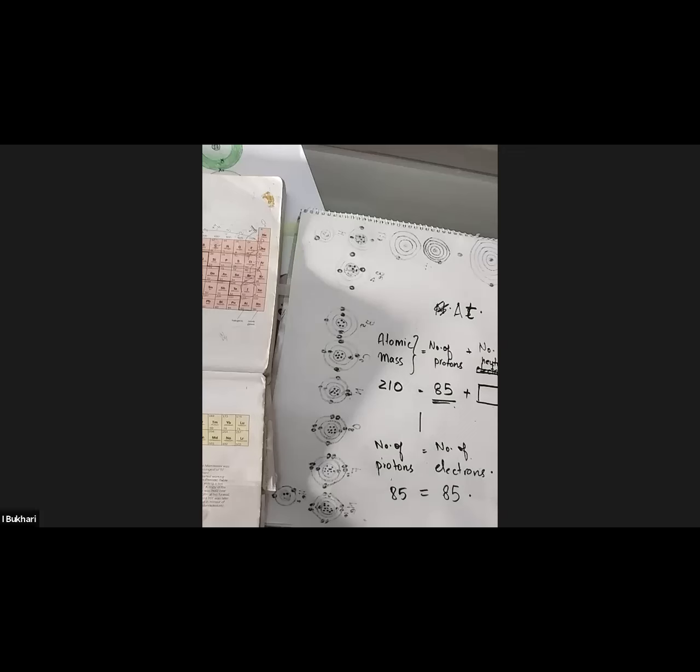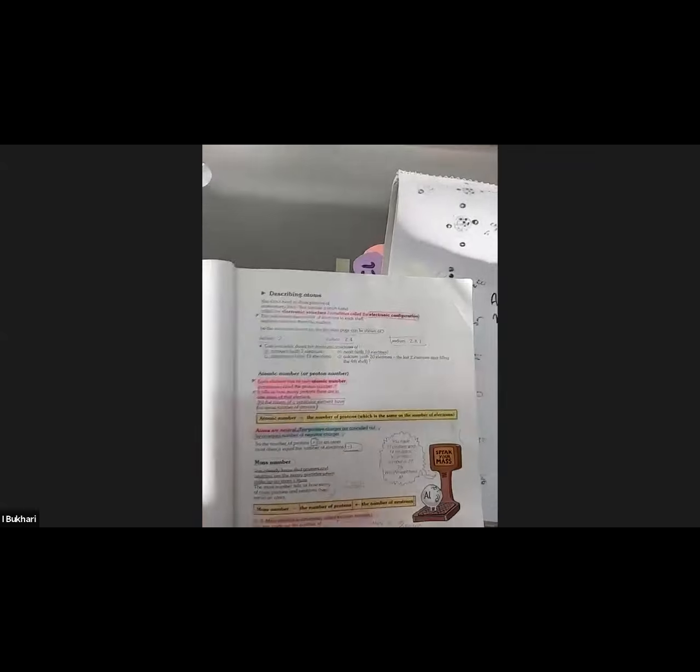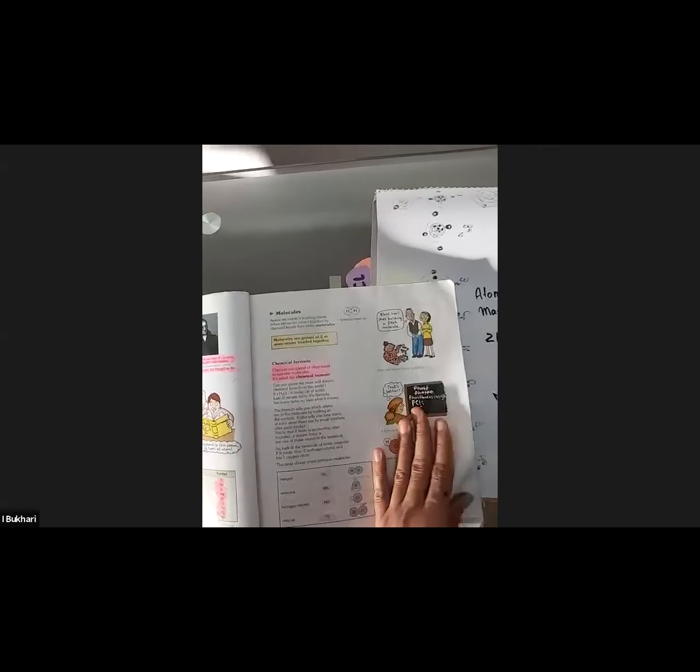Then the class is over. Inshallah, in the next class, which will be next Sunday, we will continue this chapter. I'm following this book, but not exactly, roughly. This is Chemistry for You. I have done till page 20. We discussed atoms. In the next class, we will discuss molecules.